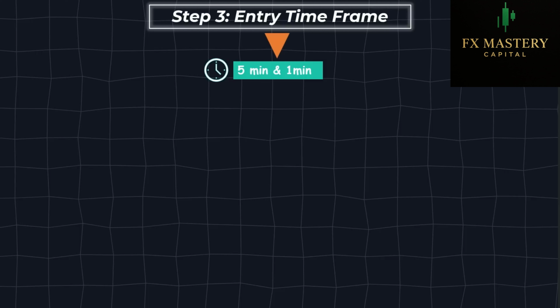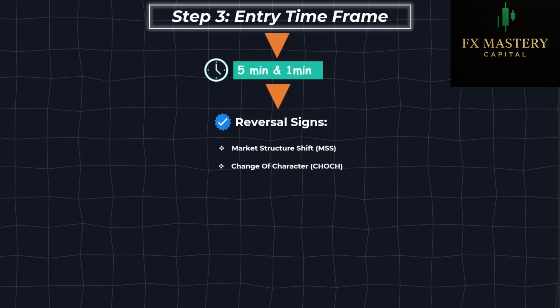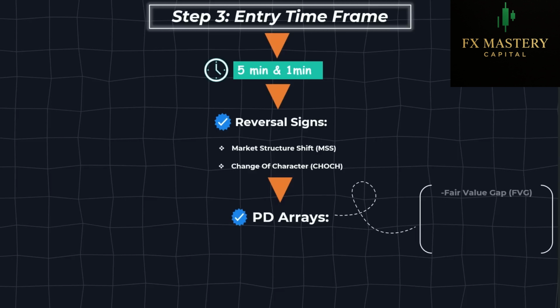Now, first things first. After zooming into the entry time frame, you need to wait for the price to tap into your analysis time frame's area of interest and show signs of rejection. Once you see rejection, the next step is to look for a market structure shift or a change of character. After a market structure shift is confirmed, the next move is to identify a PD array. This could be a fair value gap, an order block, a breaker block, or a mitigation block. Which one you focus on will depend on your trading model and personal preference.